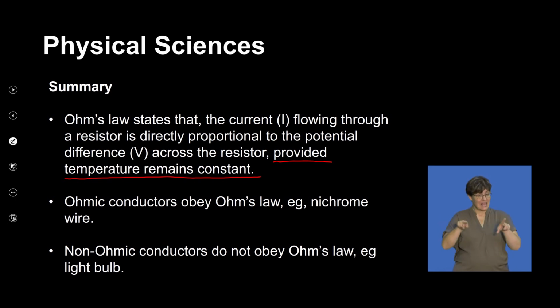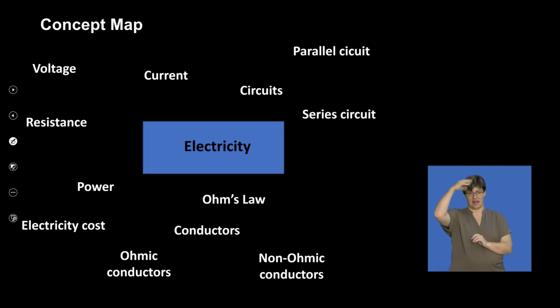An ohmic conductor is that type of conductor that obeys Ohm's law. The practical example is a nichrome wire. So a nichrome wire obeys Ohm's law. If the potential difference increases across a nichrome wire, so does the current that flows through it. Hence it is an ohmic conductor, while a non-ohmic conductor does not obey Ohm's law, as we've established using the example of a light bulb. So these are the concepts that we managed to look into.